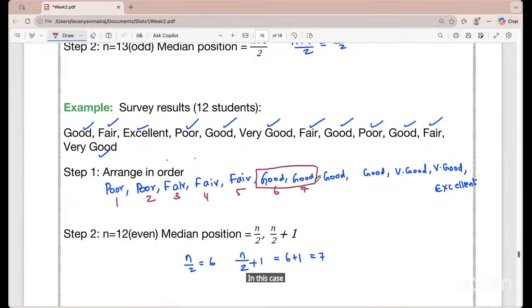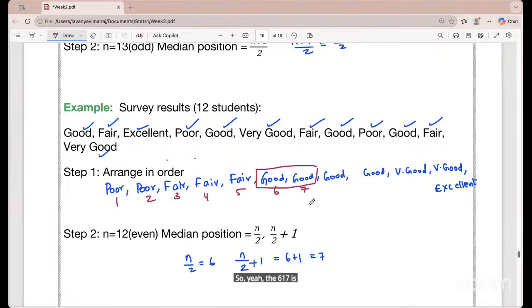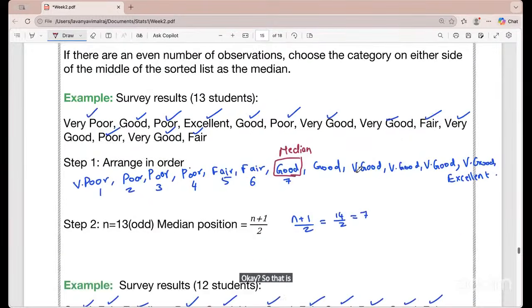In this case, luckily, both are good. So both are in the median position. Sometimes it is also possible that something different, like fair and good or good and very good, come together in positions 6 and 7. Here 6 and 7 are the median; in this case, both are median values. So that is what is mentioned here.